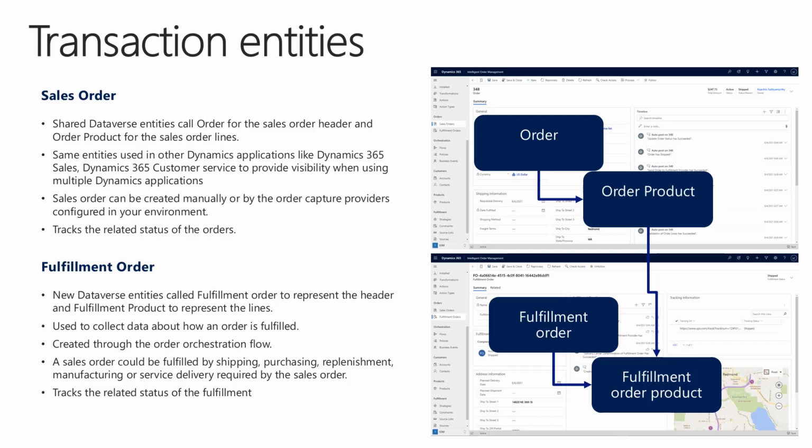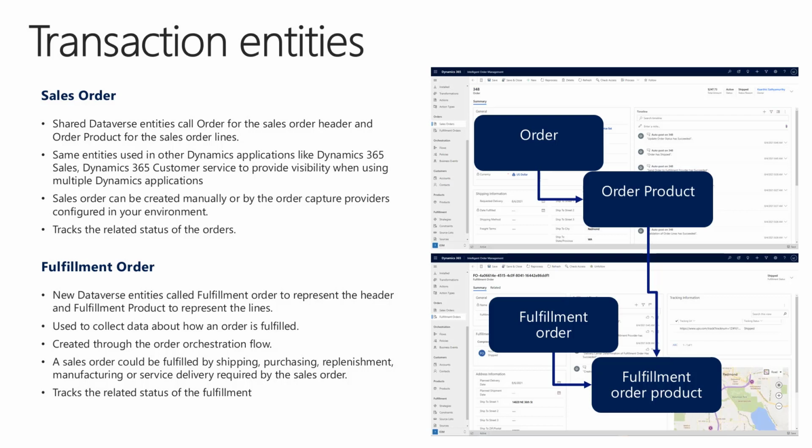So essentially the fulfillment order is used to collect the data on how the order is fulfilled, and it's created through that orchestration flow. A sales order could be fulfilled by shipping, purchasing, replenishment, manufacturing, or delivery of a service. So essentially that fulfillment order is storing attributes related to how that order gets fulfilled. It tracks the related status of that fulfillment and the related details like shipping and delivery information.